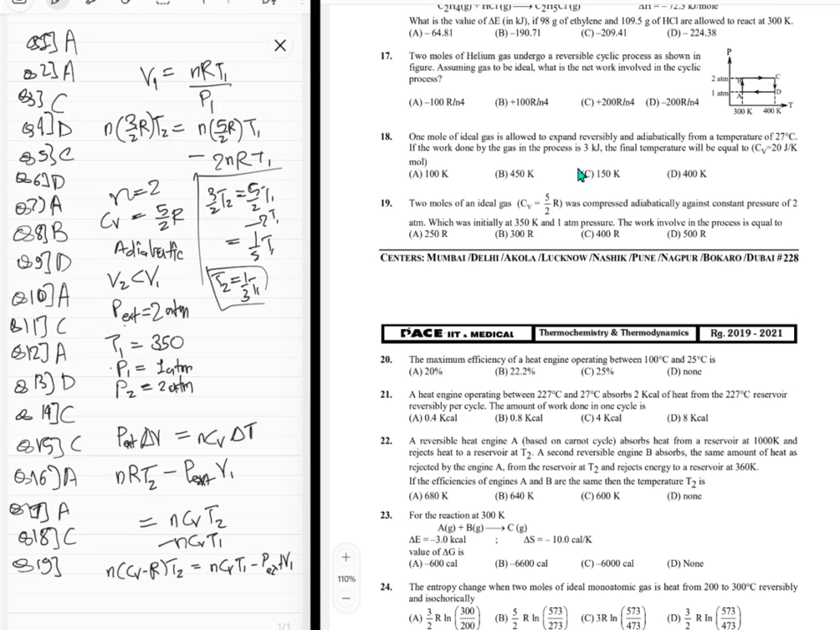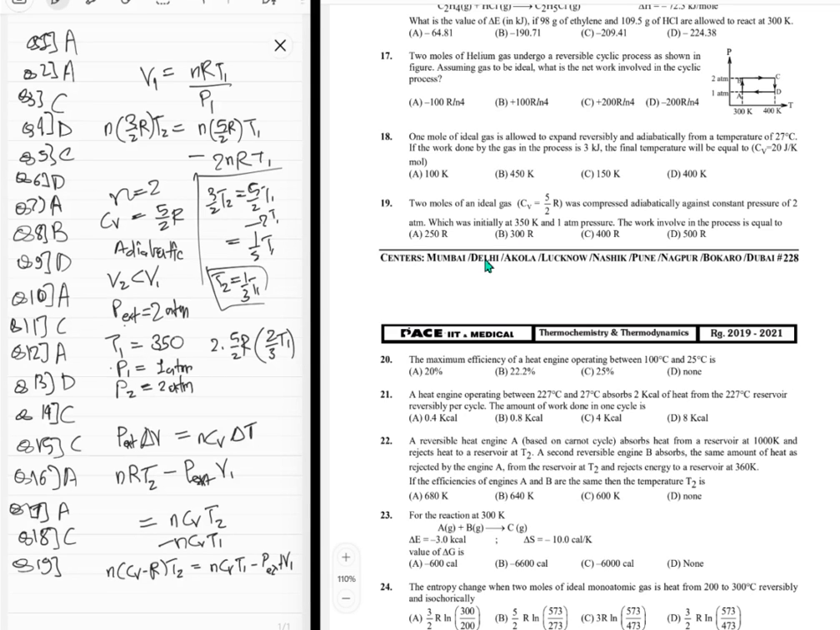Question number 19, sorry. The work involved in the process, not that. It was initially at 350. Work involved in the process. Fine. It's adiabatic, so it's the same thing as that. So it's 2/3 of T1 into nCv. How many moles? 2 moles. So 2 into Cv, which is 5 by 2 R. That is the work involved.